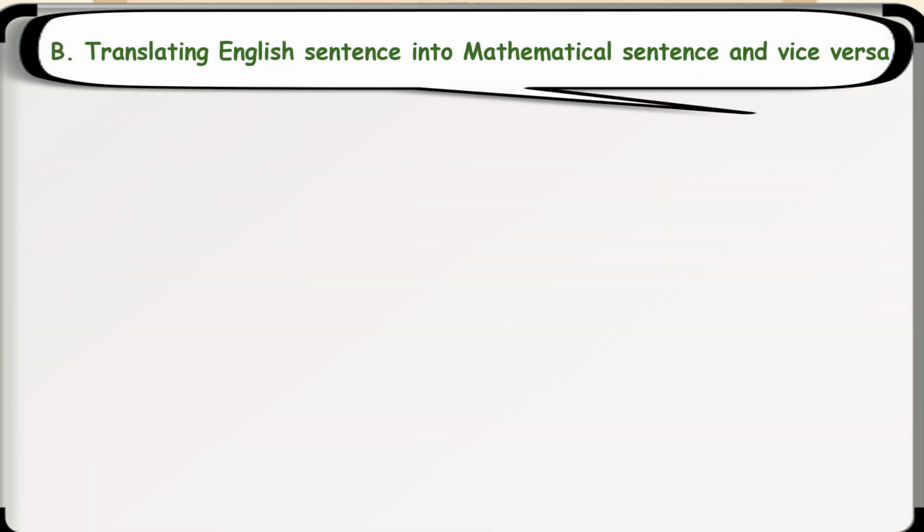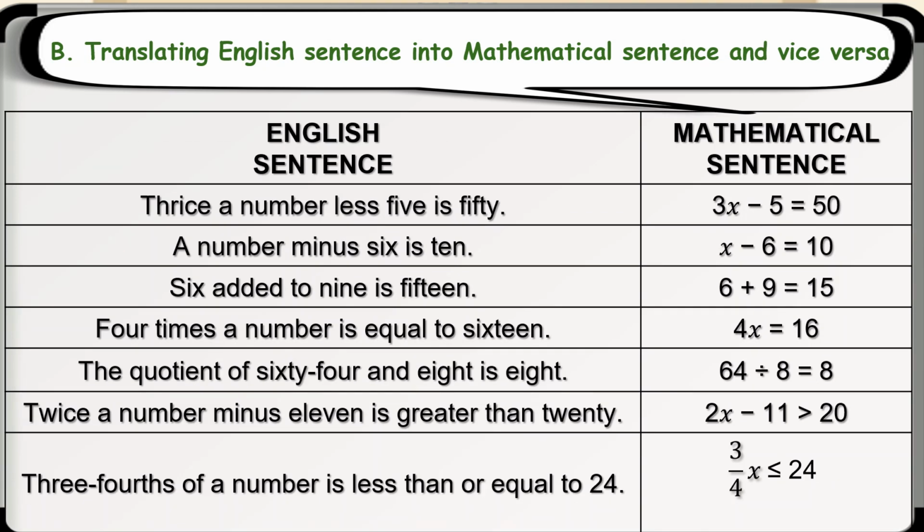How about the examples on translating English sentence into mathematical sentence and vice versa? Let's have the English sentence. Thrice a number less 5 is 50. Note the three keywords used: thrice, less, and is.